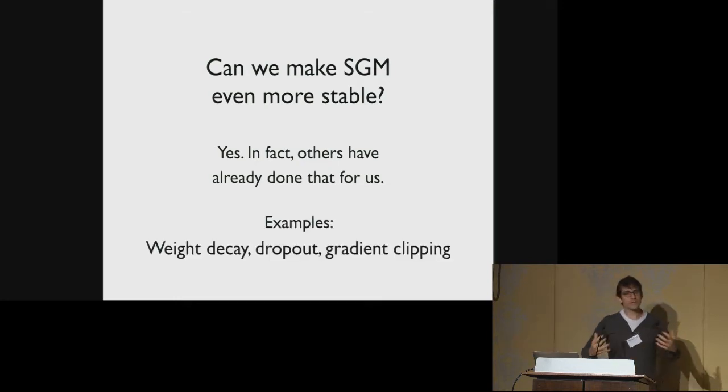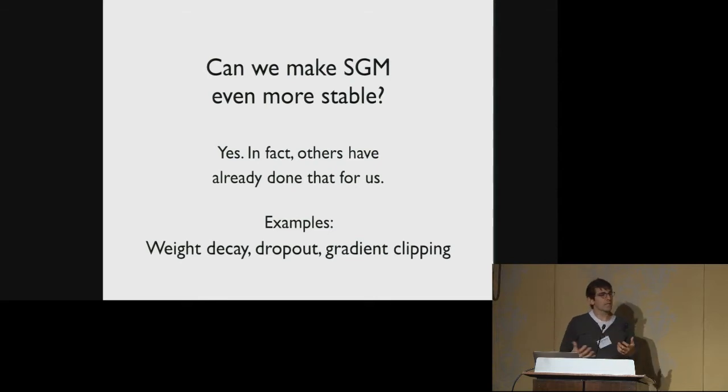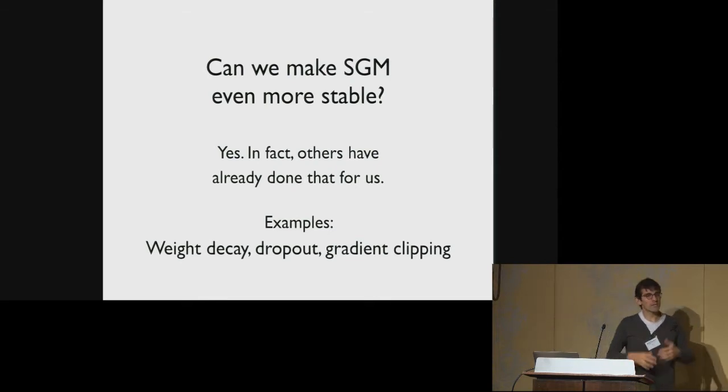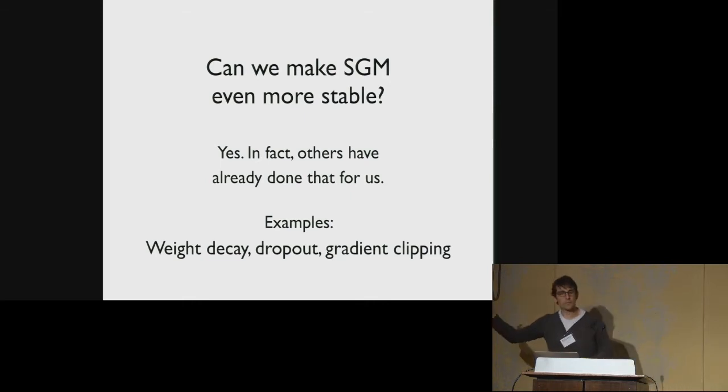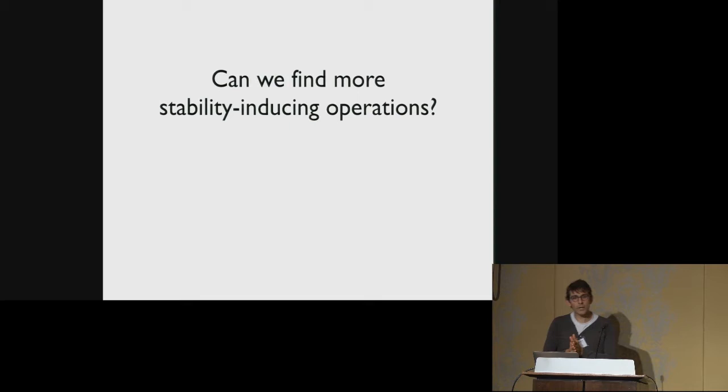So you look at the tricks of the trade in deep learning and other areas, and you find out that a lot of the operations people do are stability inducing. So they make your model more stable. Weight decay is one example, dropout, gradient clipping. Okay? And again, I find it very interesting that some of these things that work well in practice are actually stability inducing. It makes me wonder, can we find more stability inducing operations?